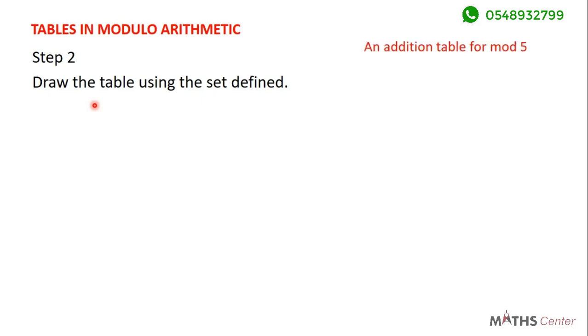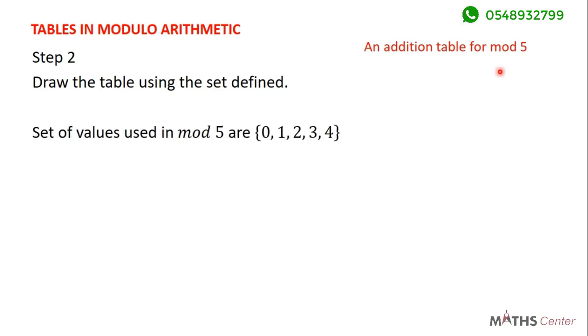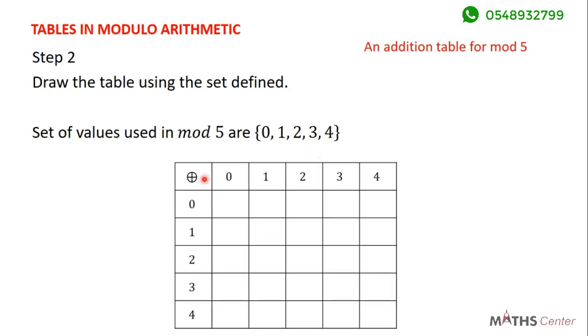For example, if you want to draw an addition table for mod 5, the first thing we have to do is to define the set of values in mod 5. The set of values used in mod 5 are 0, 1, 2, 3, 4. After we have defined the set of values, we use it to draw the table. We have 5 values here, so you draw a table with 6 columns and 6 rows. So in this table, the number of columns are 1, 2, 3, 4, 5, 6, and the number of rows are 1, 2, 3, 4, 5, 6.